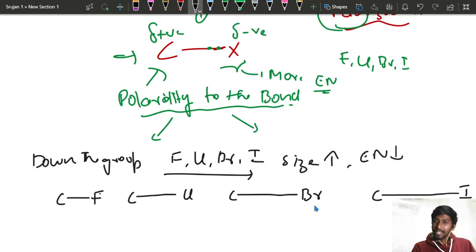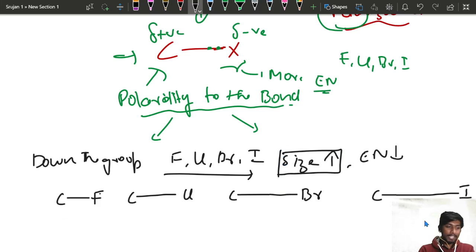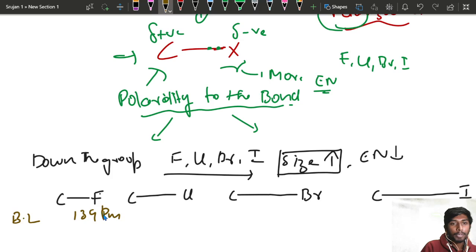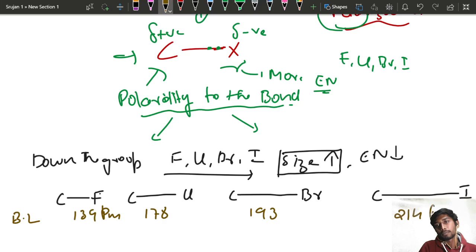What's the reason? That is the size factor. So the bond length is increasing here. What are the different bond lengths you are getting here? For this you have a bond length of 139 picometer. What about this? This has 178, this has 193, and this has a bond length of 214 picometer.